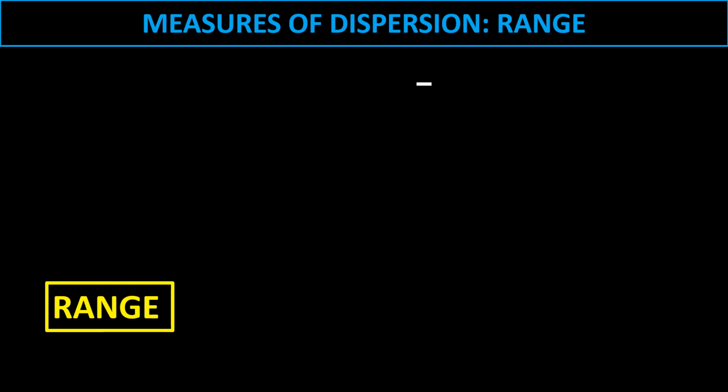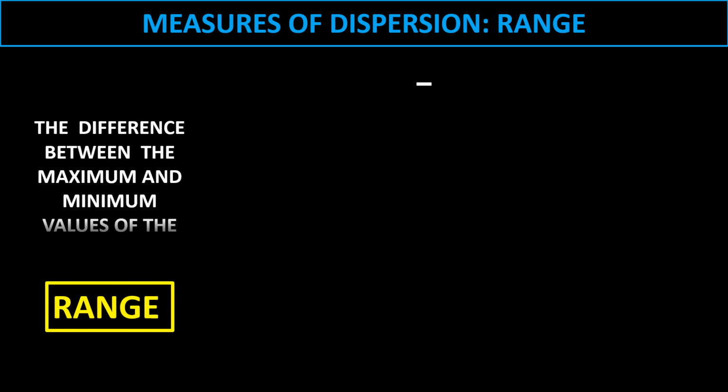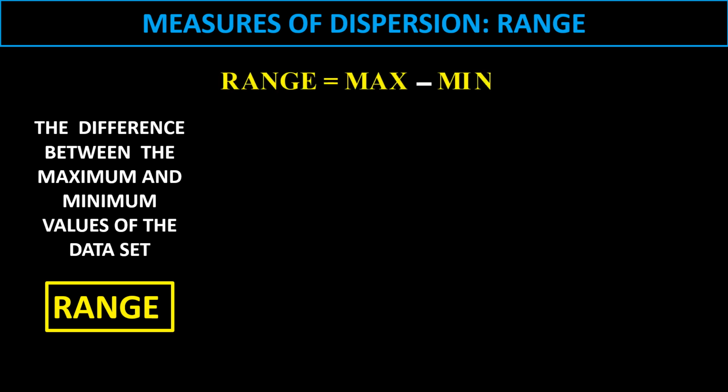Okay, what is the range? Range, there's the difference between the maximum and the minimum values of the data set. So I want the range, it's the maximum subtracted from it the minimum value, right? Or we subtract the minimum from the maximum.